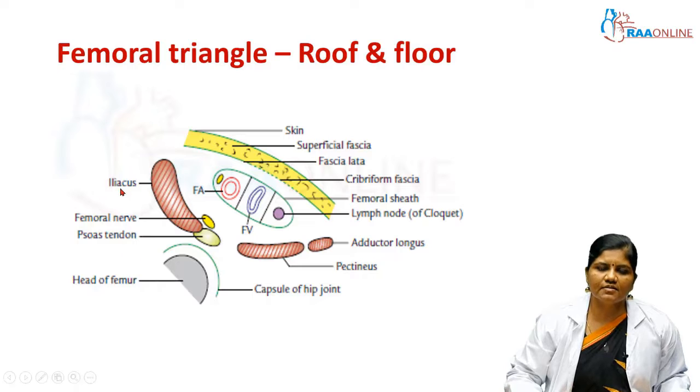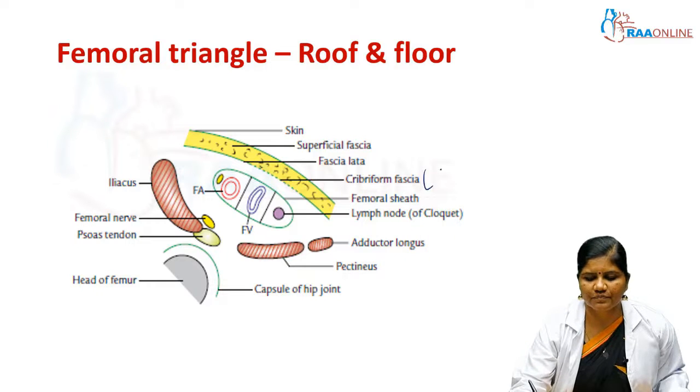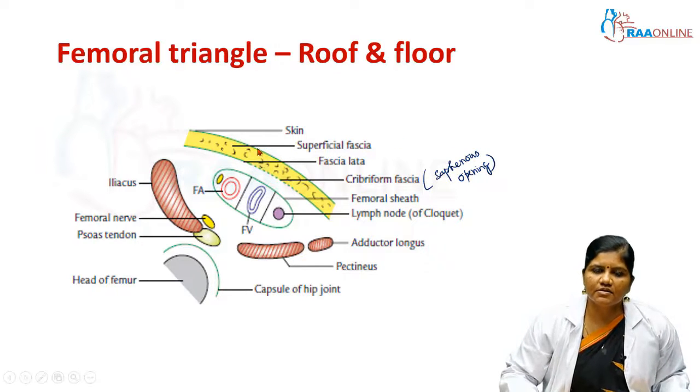Let's see the section at the level of the femoral triangle. We can see the relations in this section. From superficial to deep, deep to the skin there is the superficial fascia. In the superficial fascia, we have seen the important structures present. Deep to that there is the fascia lata. Within the fascia lata, we can appreciate the cribriform fascia. This cribriform fascia covers which opening? The saphenous opening. These are the roof structures.